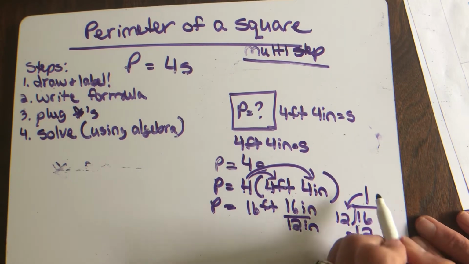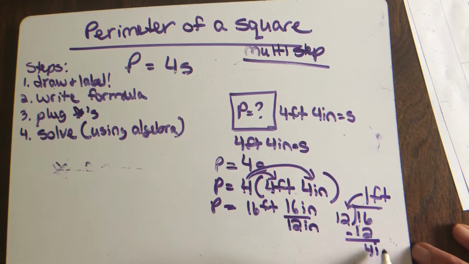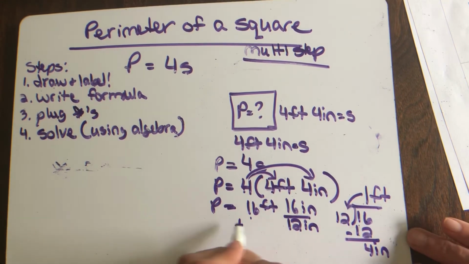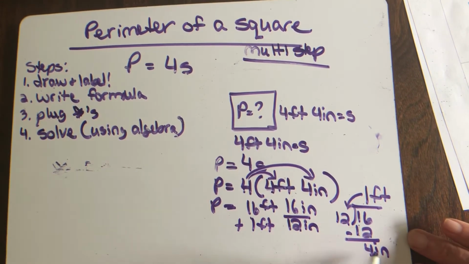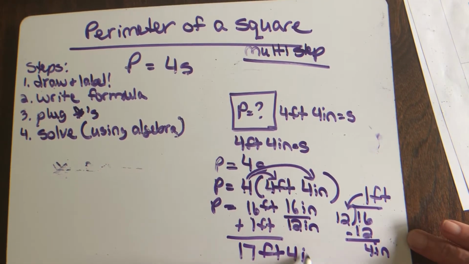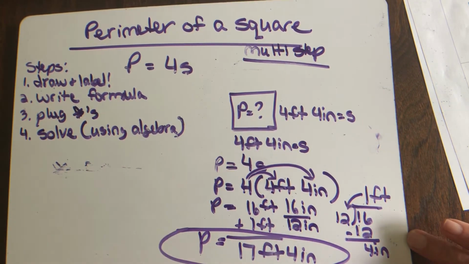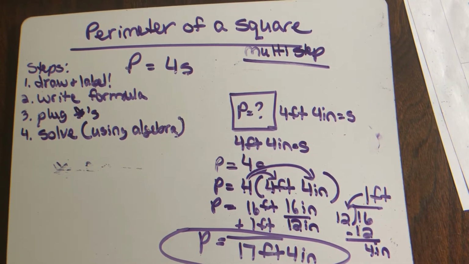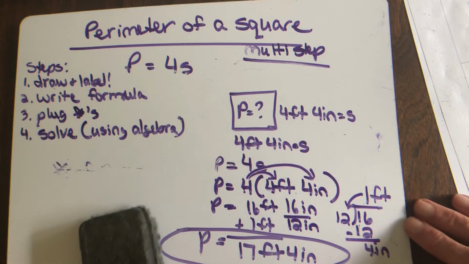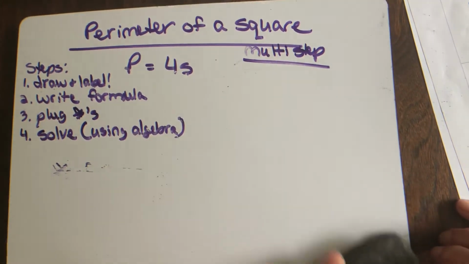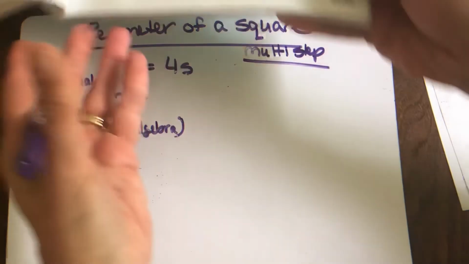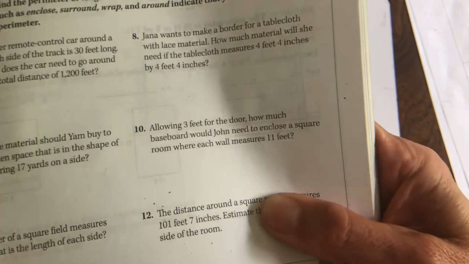Subtract, you got 4. This goes up to your next biggest unit. This stays as your remainder of the smaller unit. Then you've got to add that back and carry your leftover unit. So that 17 feet 4 inches is your answer for perimeter. So crazy problem, right? All right, let's do one more, and then we'll call it for perimeter of a square.